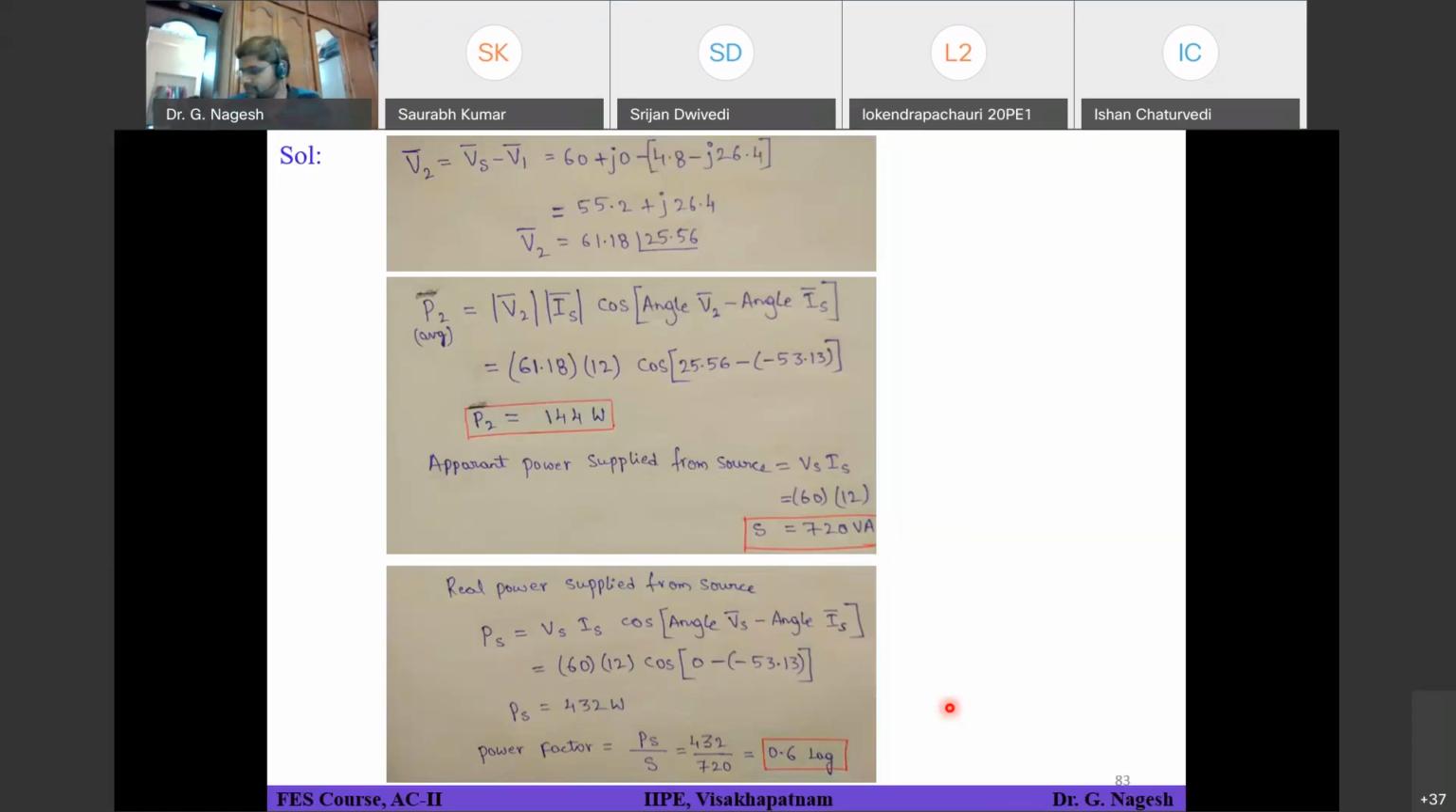Now, you asked about complex power supplied from the source. That we will discuss. Complex power is also there. The next slide will be on that. Okay, so we have seen what is power factor, average power, and apparent power.